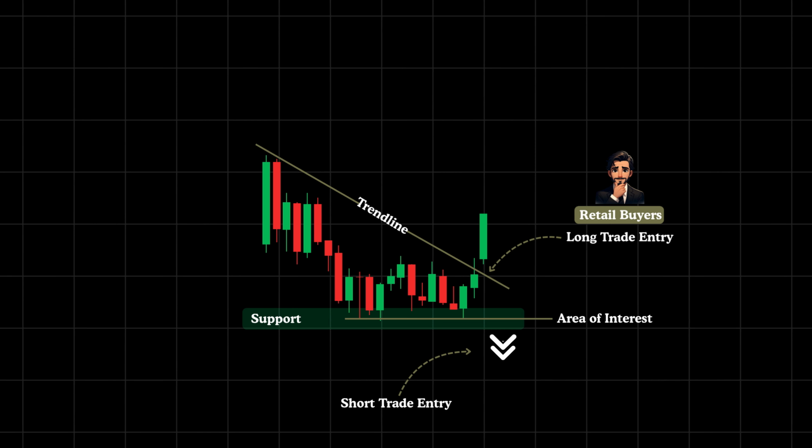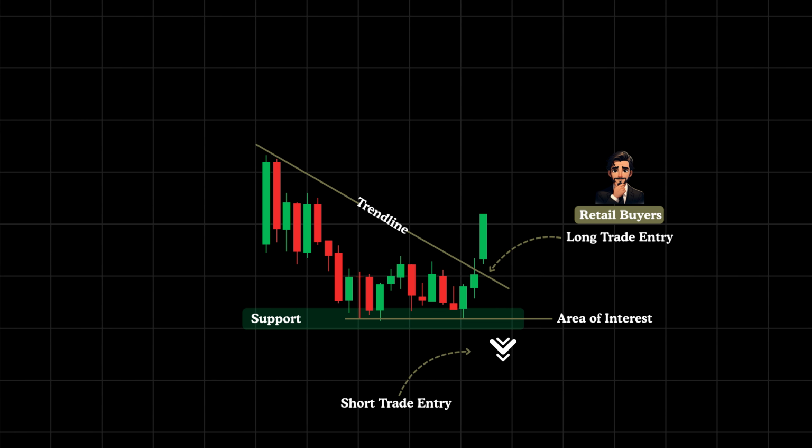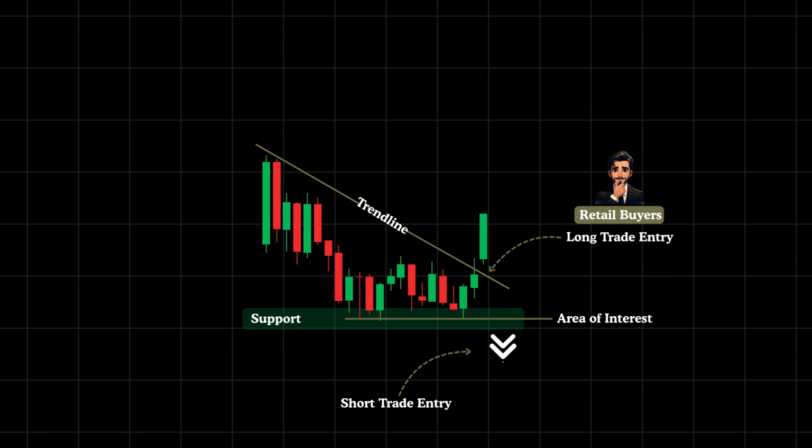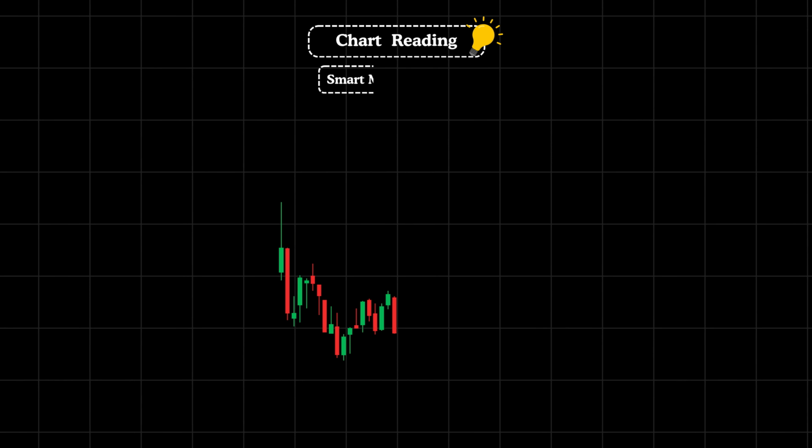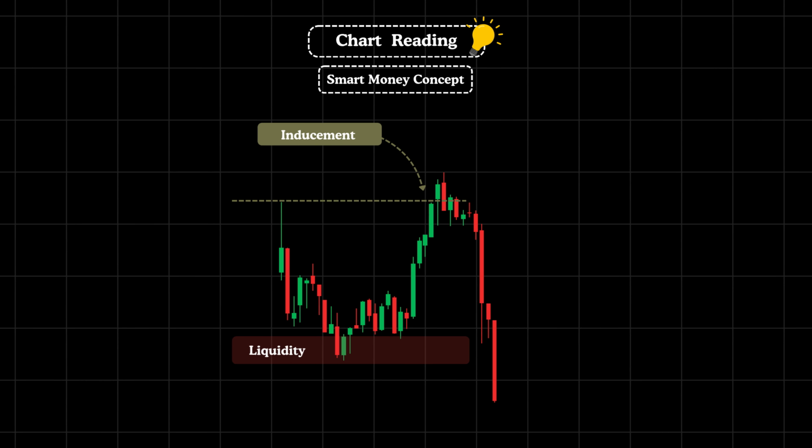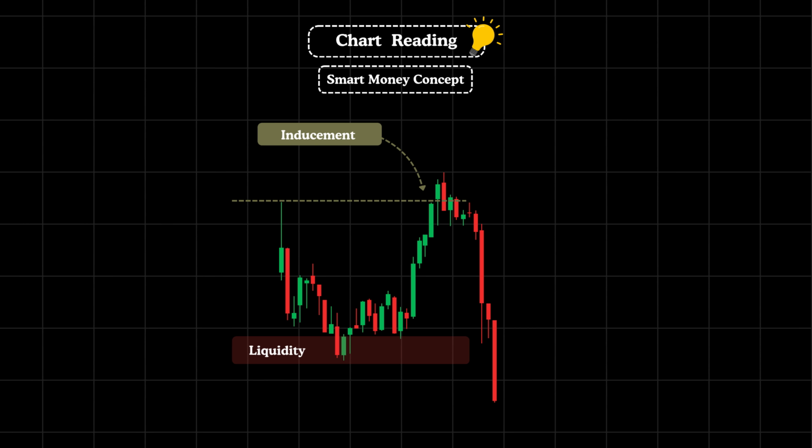Now, let's apply the smart money concept of liquidity and inducement to better understand how to read a chart. Let us now understand its importance.